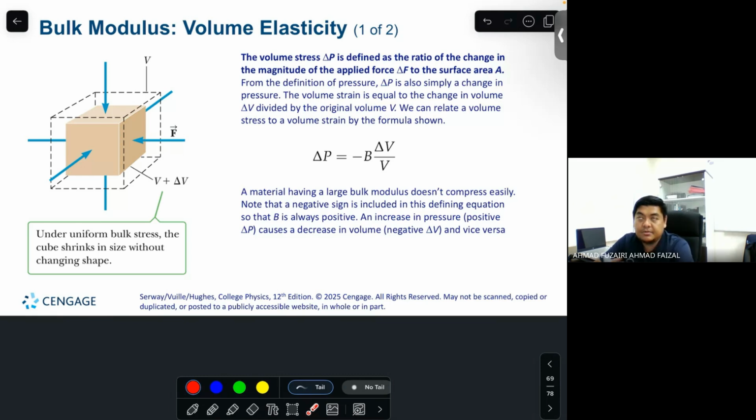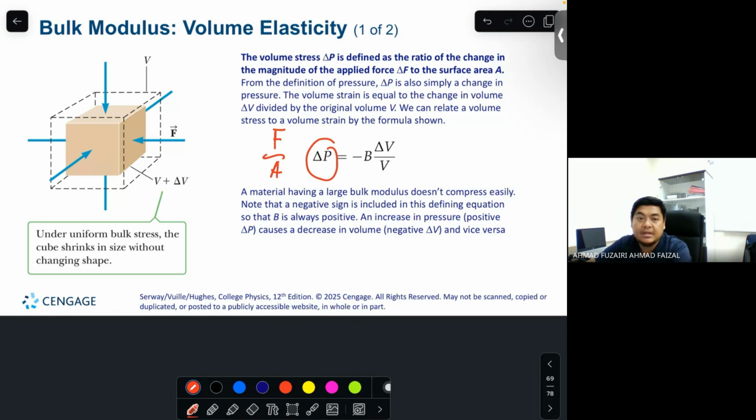So why not we just use F over A? Because it's not a matter of force over area anymore, because that gives you a pressure. Of course, I know force per unit area is pressure, but delta P is the change in the pressure. The changing of pressure gives you some change in volume. So the volume strain is equal to the change in volume, delta V, divided by the original V.